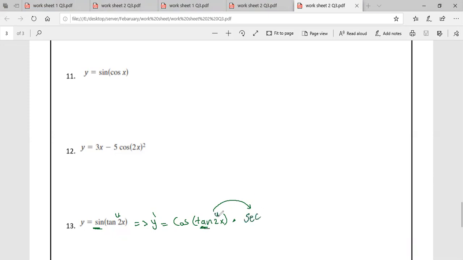That is u of this composite function. Secant squared of 2x. Multiply the derivative of this u. It will be 2. It will be here 2 secant squared 2x multiplied by cosine of tan 2x. I hope you understand, okay?